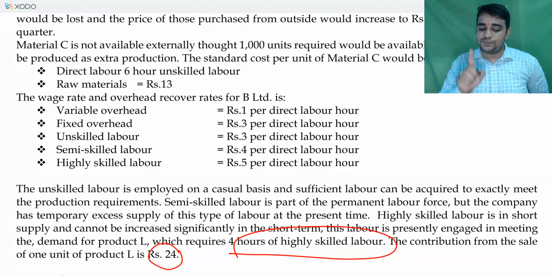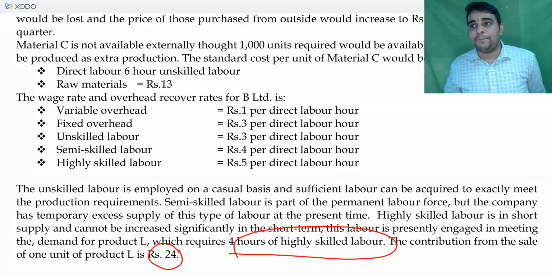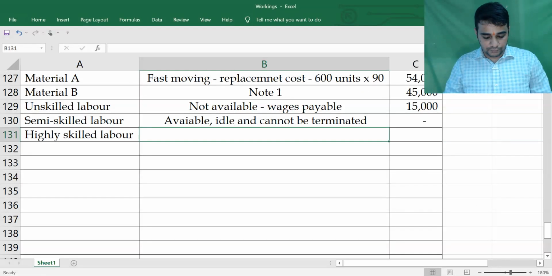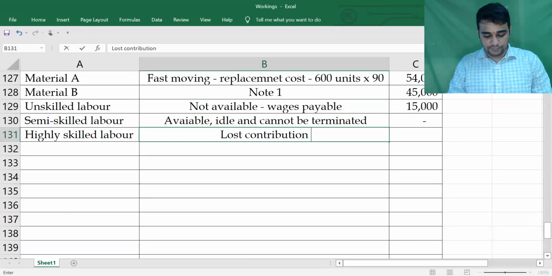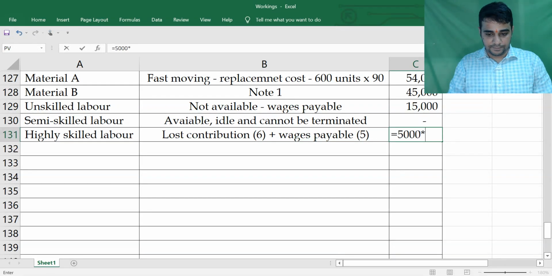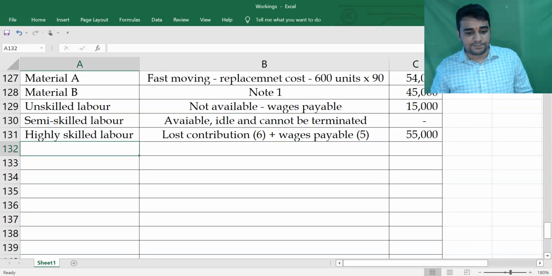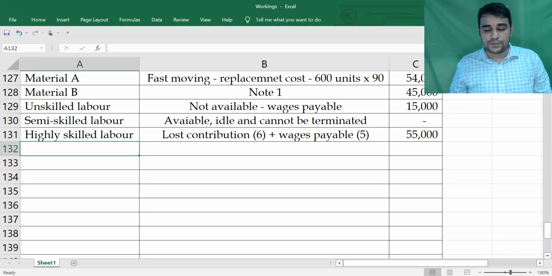Normal understanding is when they have calculated this 24, they would have subtracted the labor cost. So I am adding it back. So lost contribution 6, wages payable 5, 5,000 into 11. Lost contribution plus wages payable, 5,000 into 11.